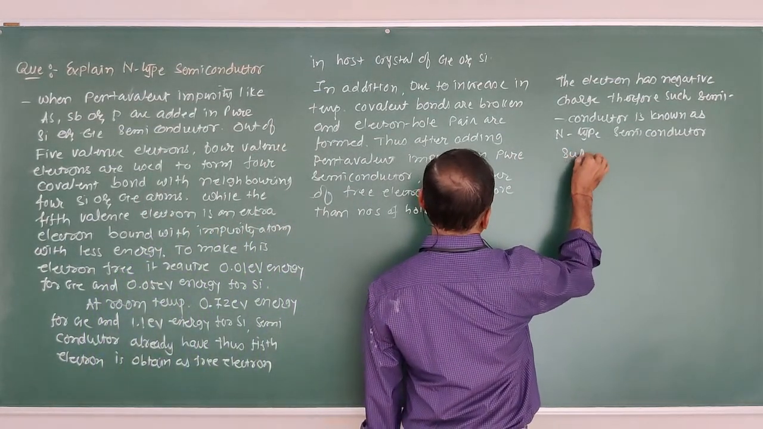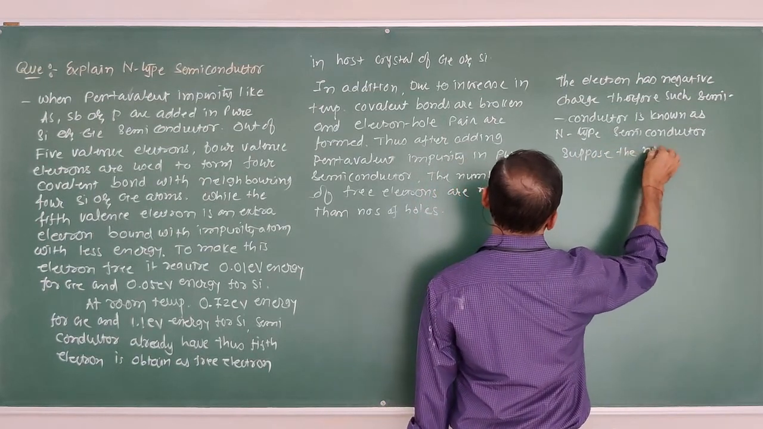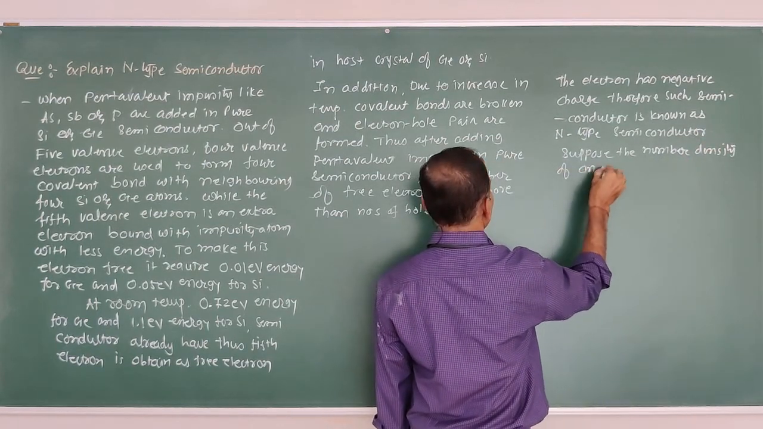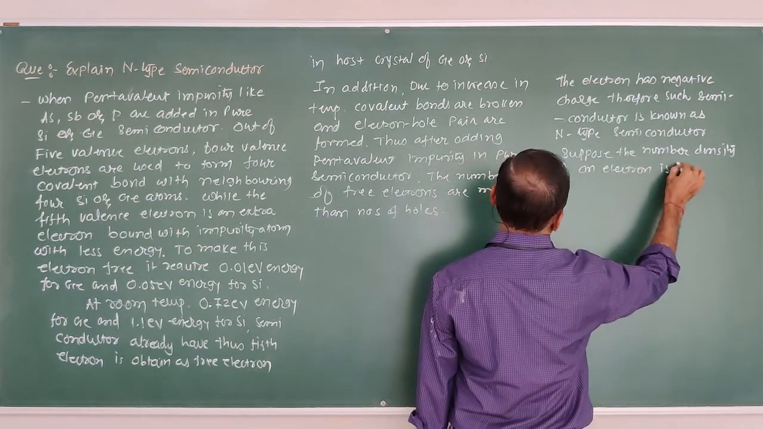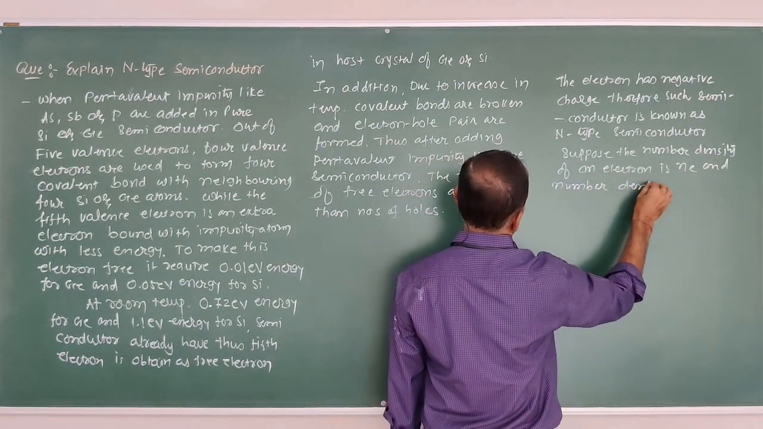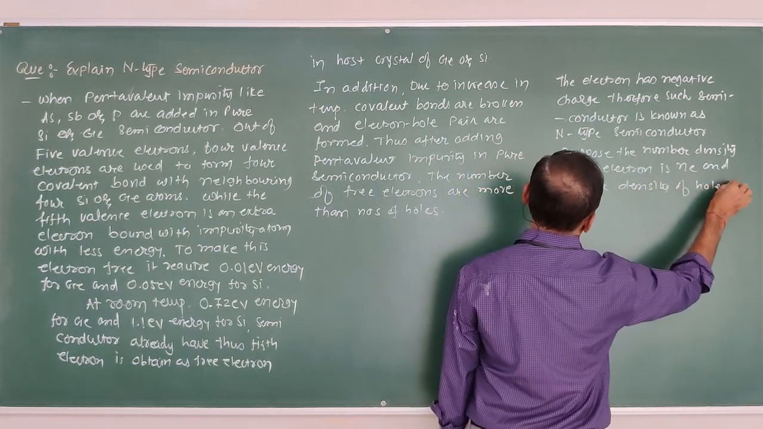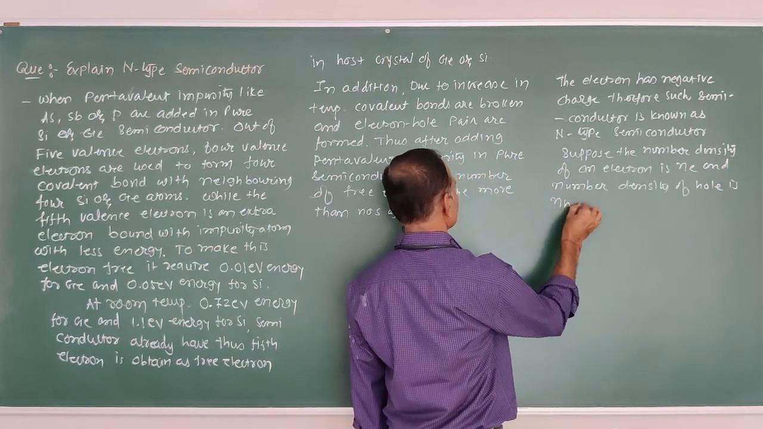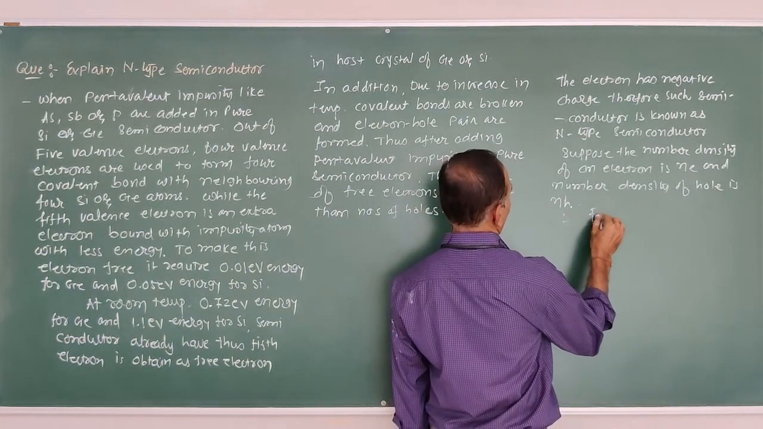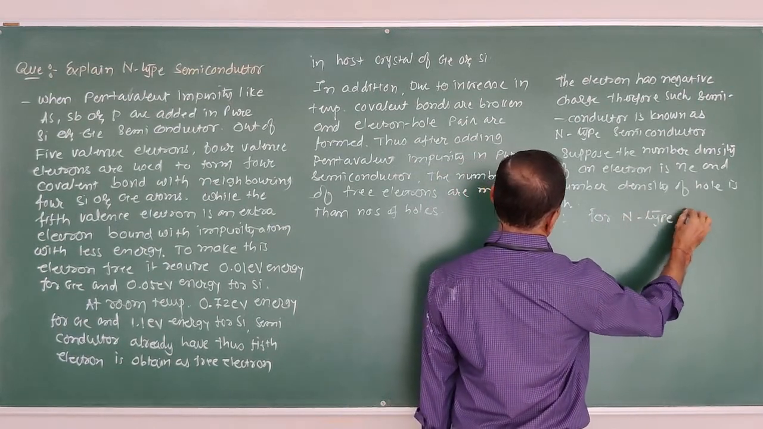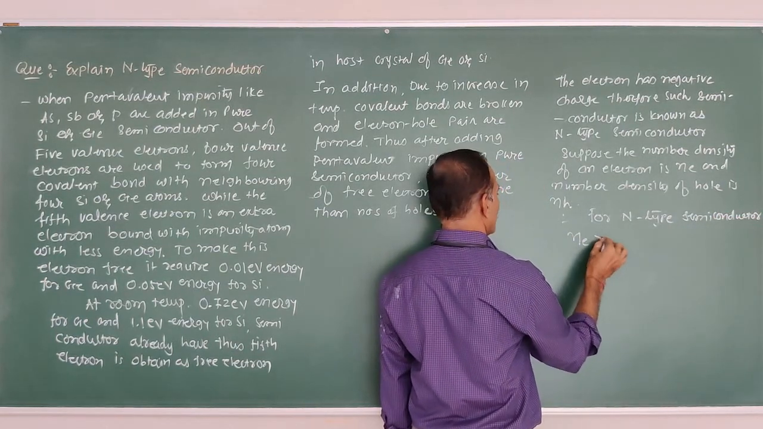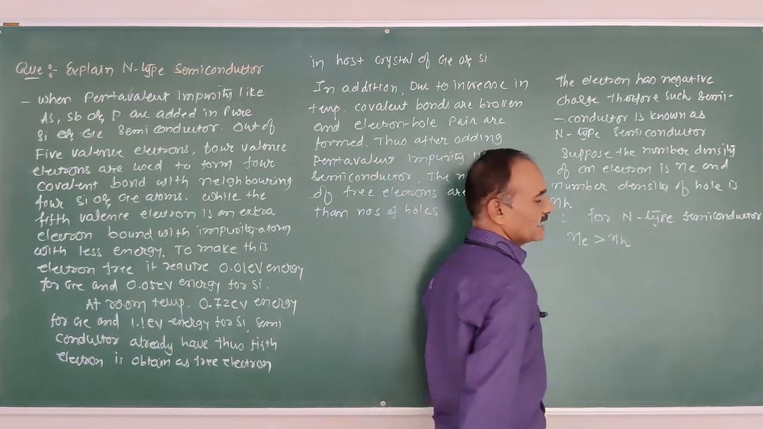Suppose the number density of an electron is n_e and the number density of a hole is n_h. Therefore, for N-type semiconductor, the number density of electrons is much greater than n_h, the number density of holes.